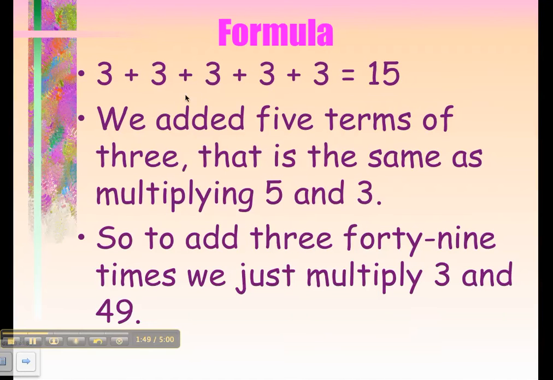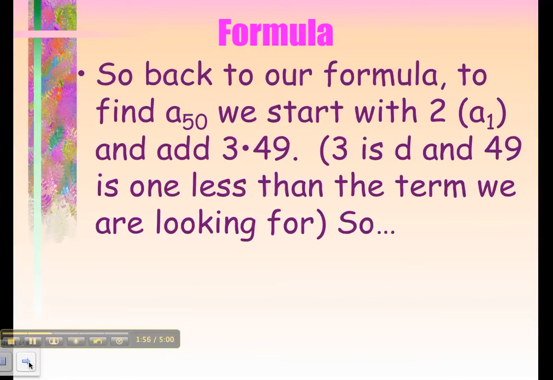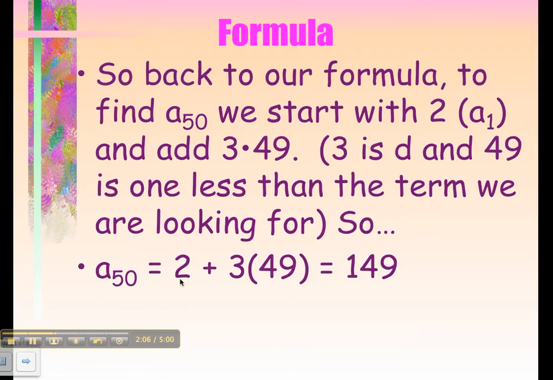So we use our basic rules of addition and multiplication to do 49 times 3. And what we have to end up doing is adding that on to 2. So since we start with 2, we add the product of 3 and 49, and that gives us our 50th term. So I do 2 plus 3 times 49, and I get 149. Okay?